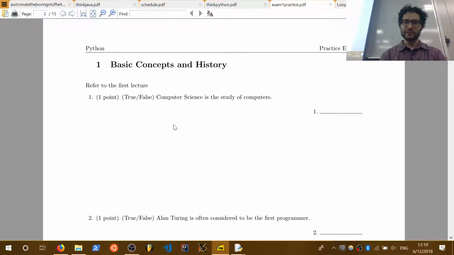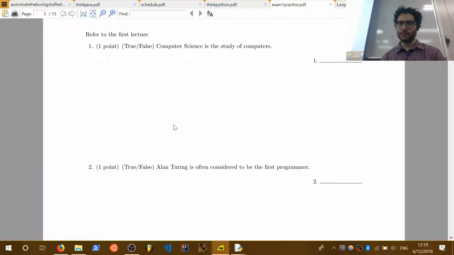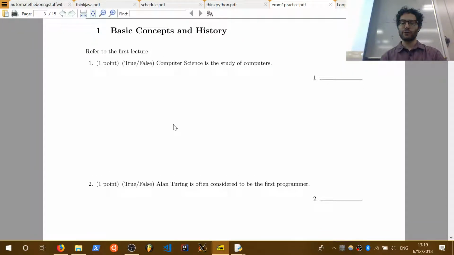All right. So let's go over these. So let's refer back to the first lecture. Computer science is the study of computer. True or false? False. It is the study of algorithms. So I don't think I ever went over the term where the word algorithm came from, unfortunately, which is a shame because that's on the exam. So I should probably cover it now because it's worth 1 point.